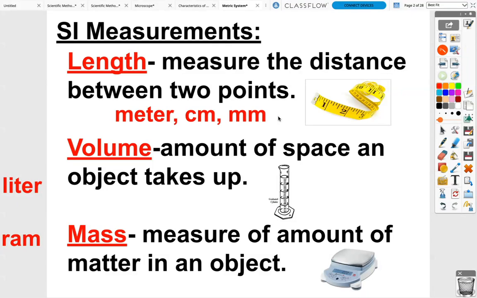Centimeters and millimeters are for smaller units. When you're comparing centimeters to inches, a lot of kids will ask, well, how do centimeters and inches compare? There are 2.54 centimeters per inch. So at about 2.5 centimeters per inch.